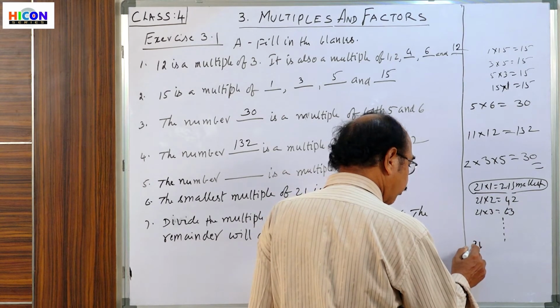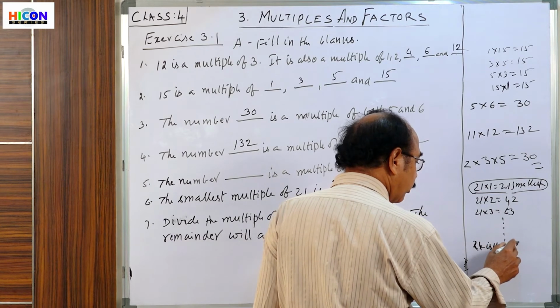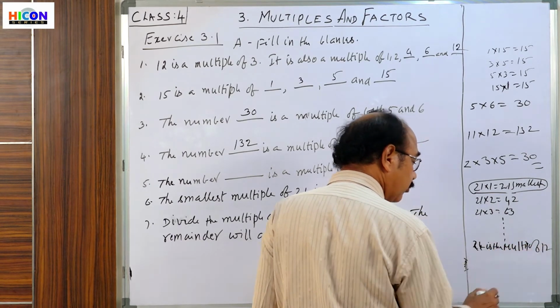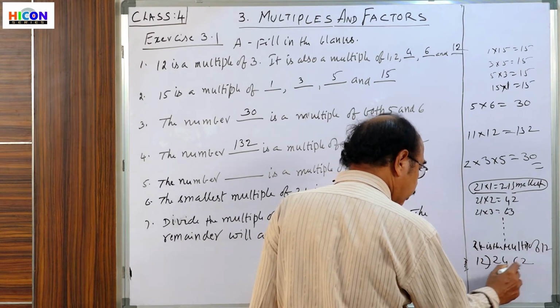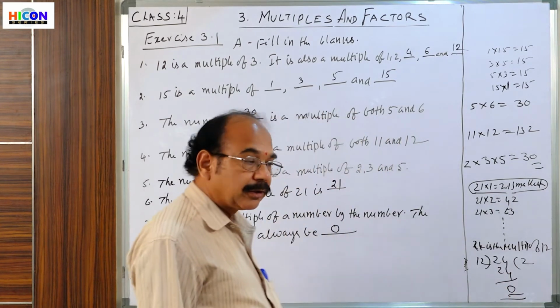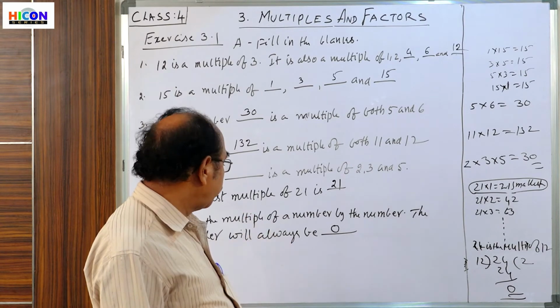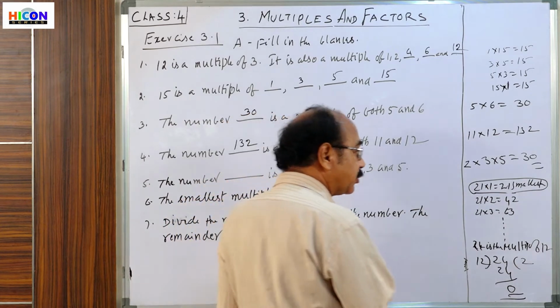24 is a multiple of 12. Divide 24 by 12. 12 twos are 24. How much remainder are you getting? You are getting 0. That's why, when you divide a multiple of a number by the number, the remainder will always be 0. One more example, you see.